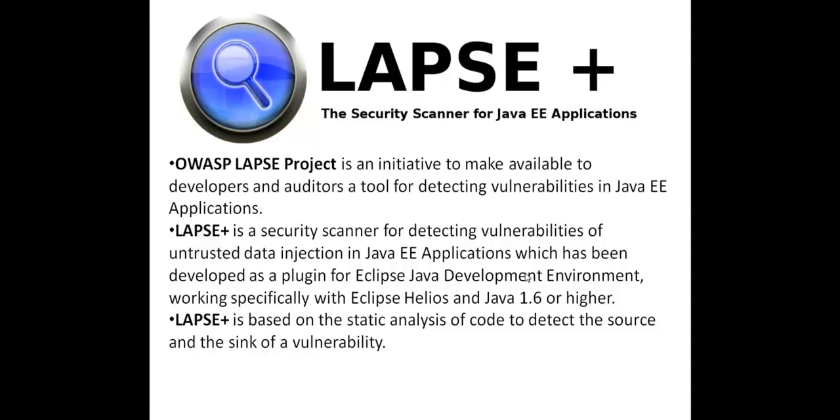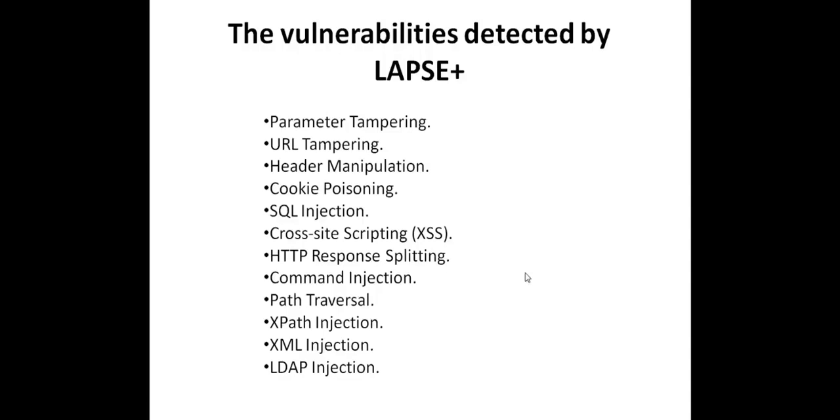Lapse Plus is based on static analysis of code to detect the source and sink of vulnerability. Now, we can look at the vulnerabilities detected by Lapse. They are parameter tampering, URL tampering, header manipulation, cookie poisoning, SQL injection, command injection, and so on.